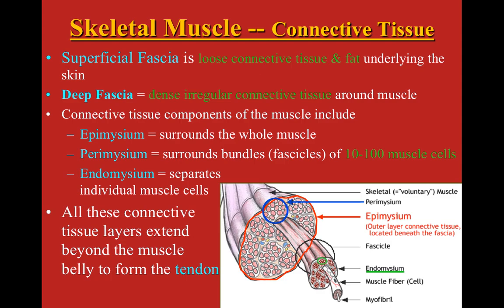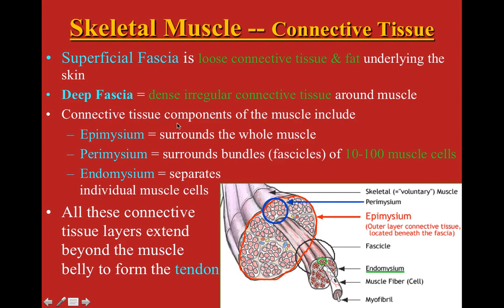So between the hypodermal layer, or the subcutaneous layer of your skin, and muscle is this really loose connective tissue and fat that is overlying your muscles, and that's called your superficial fascia. Deep fascia is that dense, irregular connective tissue that we talked about previously. It's that plastic wrap looking stuff that's around the muscle, okay? That's your deep fascia, and it's a really dense connective tissue, and it's strong.